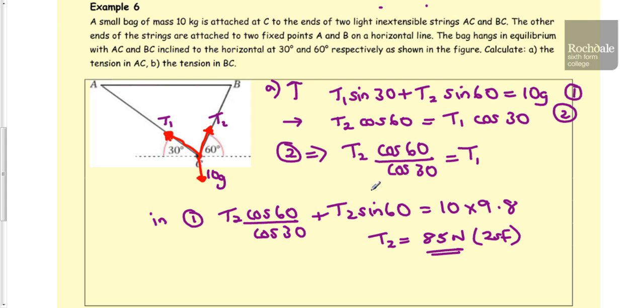It's then really easy. All you do is substitute back into this expression here. So we have T1 equals T2, so you're using the full value of 85, multiplied by cos 60 over cos 30. And if you work that out, I got 49.